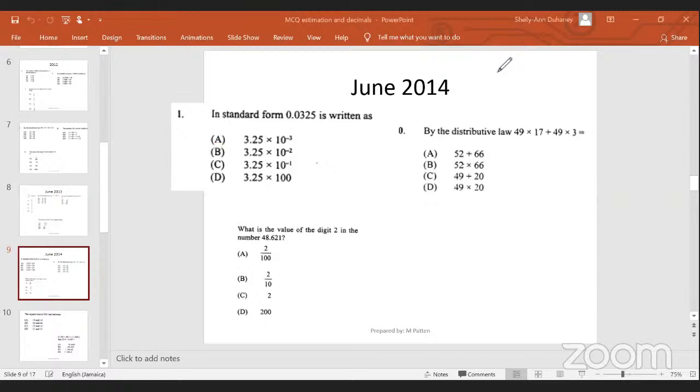All right, next question. Again, we already did this one. Answer is D.